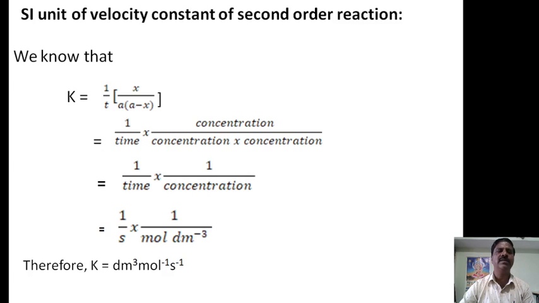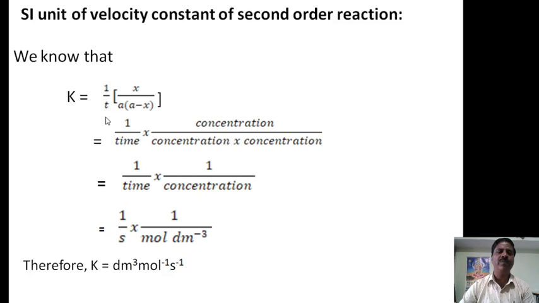Then coming to the last concept, the SI unit of velocity constant or rate constant. The velocity constant or rate constant are two different words with the same meaning. Therefore, what is the SI unit of velocity constant of a second order reaction? You know that for the second order reaction, k is equal to 1 over t into x into a minus x. Now you just have to substitute the values.